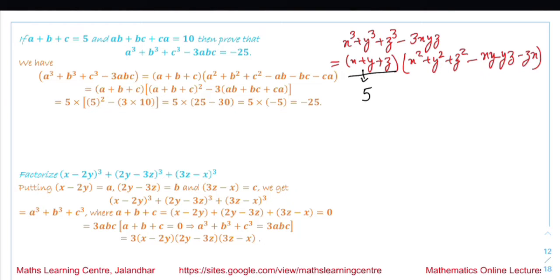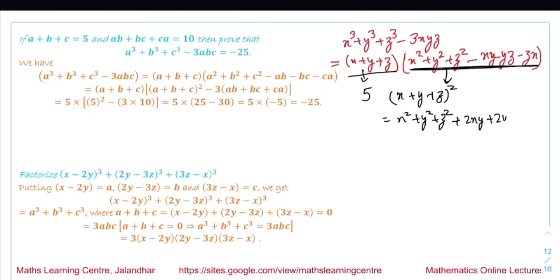Then the value we require is the value of this term, and we do not have the direct value of this term. So we are going to solve the expression, in terms of x, so it is (x plus y plus z) whole square. When you solve, it is equal to x square plus y square plus z square plus 2xy plus 2yz plus 2zx.